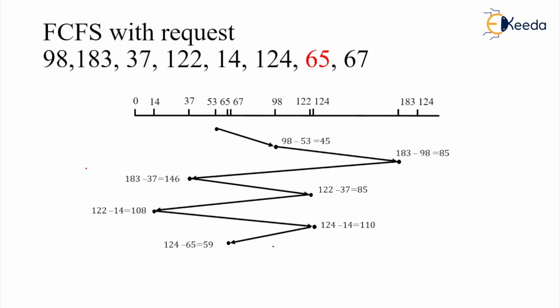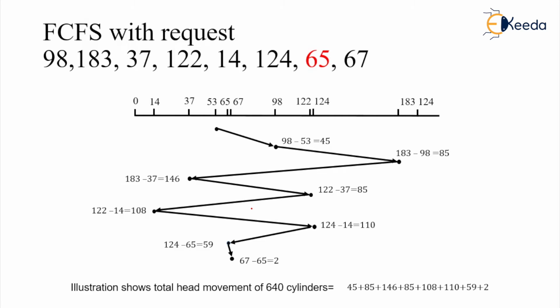Remember that we do not use negative values, meaning I need the modulus value, without any sign. Whether it is a left movement or a right movement, there is a movement of the head. The illustration shows the total head movement is 640 cylinders, which is the sum of 45 plus 85 plus 146 plus 85 plus 108, 110, 59 and 2.